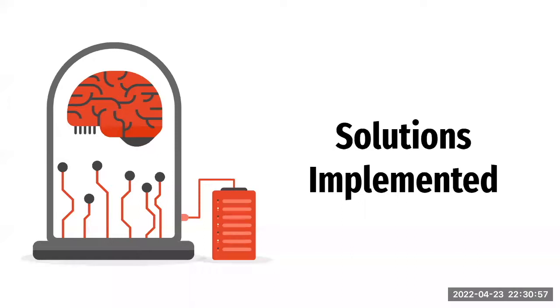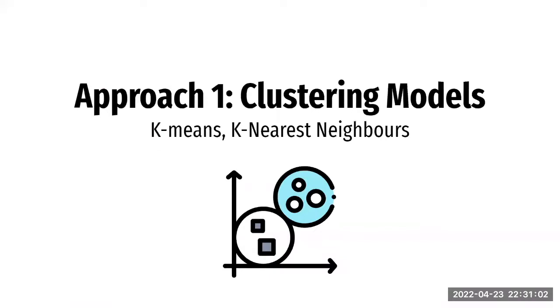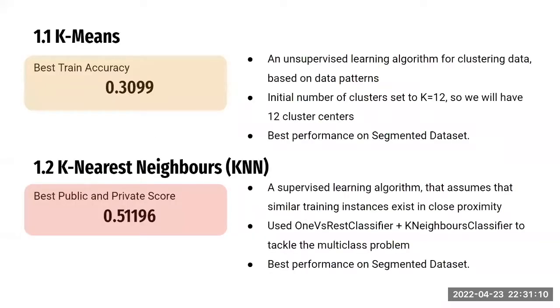Now, let us move on to the machine learning solutions that we implemented. First, we will talk about the two basic clustering models that we implemented, k-means and k-nearest neighbors. K-means is an unsupervised learning algorithm for clustering data. It classifies based on any data patterns that it finds in the trained data. We need to set the initial number of clusters for this algorithm, which is set to be k equal to 12, since we have 12 different classes. The best performance for this model is on the segmented dataset with a train accuracy of 30.99%.